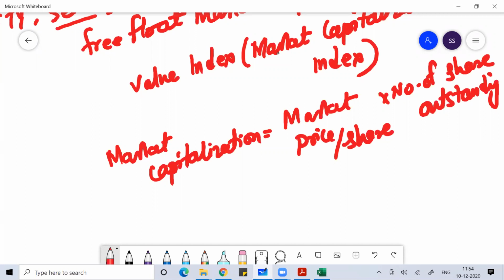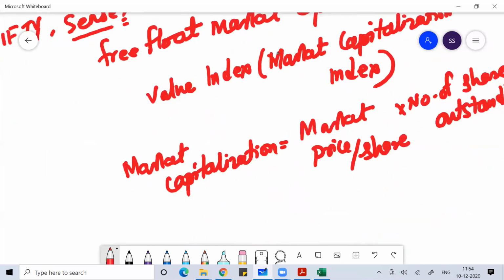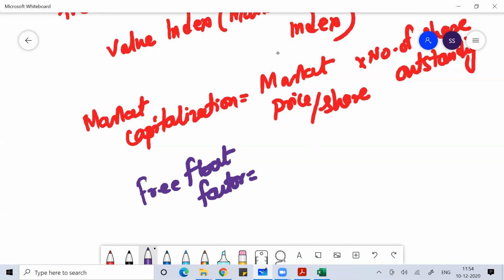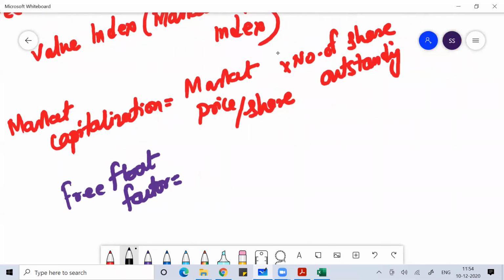So it's very important that we have appropriate liquidity of the stock in the market. To measure that, we need to have an impact cost. That's why, once the market capitalization of the company is determined, we multiply it with the free float factor. What do we mean by free float factor? It is the number of shares with non-promoters.